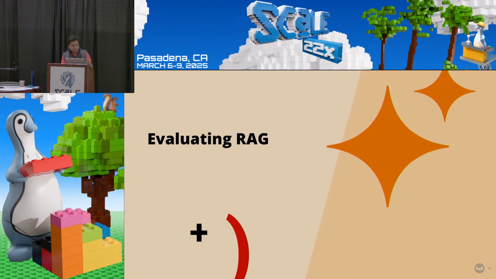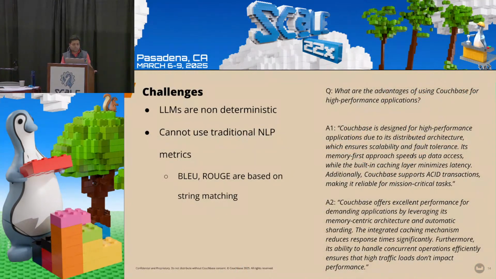Following on, how about measuring the quality of responses? Before we get there, the main challenge with LLMs is that they are non-deterministic. Traditional NLP metrics mostly work with string matching, n-grams, longest substring, and things like that. But in this case, for example, you have a question and two answers. What are the advantages of using Couchbase for high performance applications? And the two answers are quite similar.